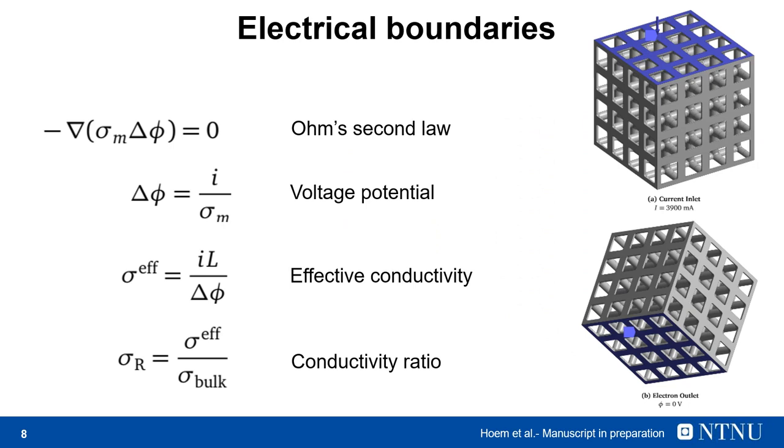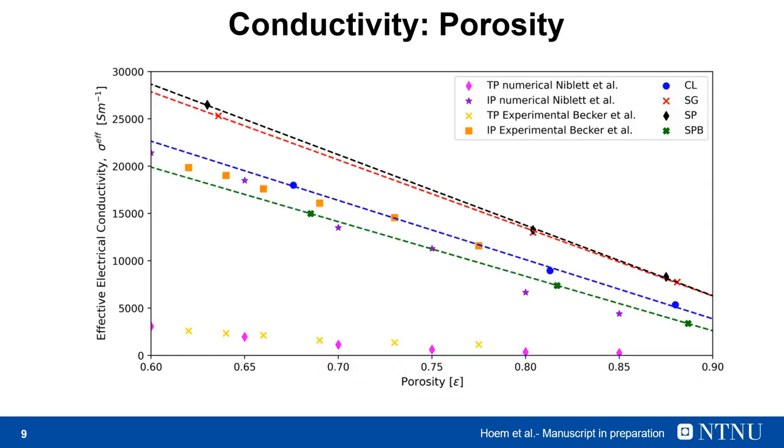The boundary conditions in the ANSYS electric module are a current inlet of 3900 milliamps and an electron outlet of 0 volts. We then utilize Ohm's second law and calculate the voltage potential between the inlet and outlet, and obtain the effective conductivity and calculate the conductivity ratio. Conductivity.